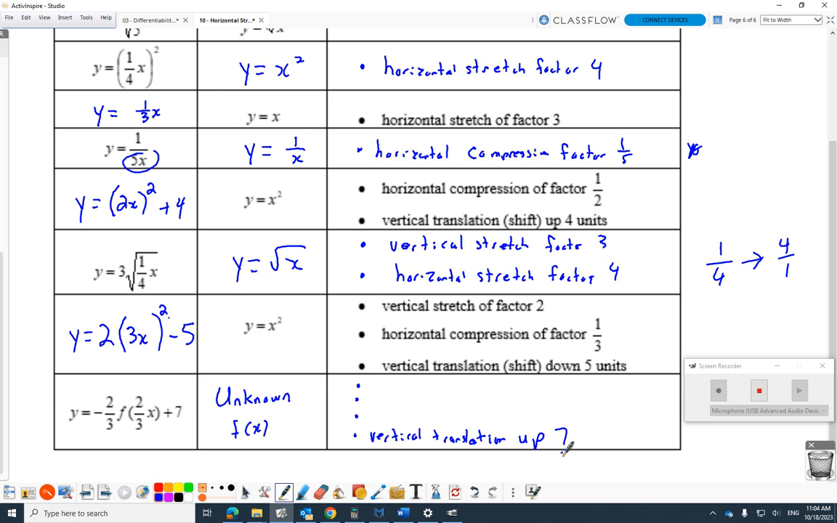What's the next easiest one? Vertical reflection. I 100% agree. Vertical reflection in the x-axis. Next easiest one, Kyle. Horizontal compression by a factor 3 over 2. I disagree with him. I don't think that's the easiest one. That's the harder one, but he's right, he's nailed it.